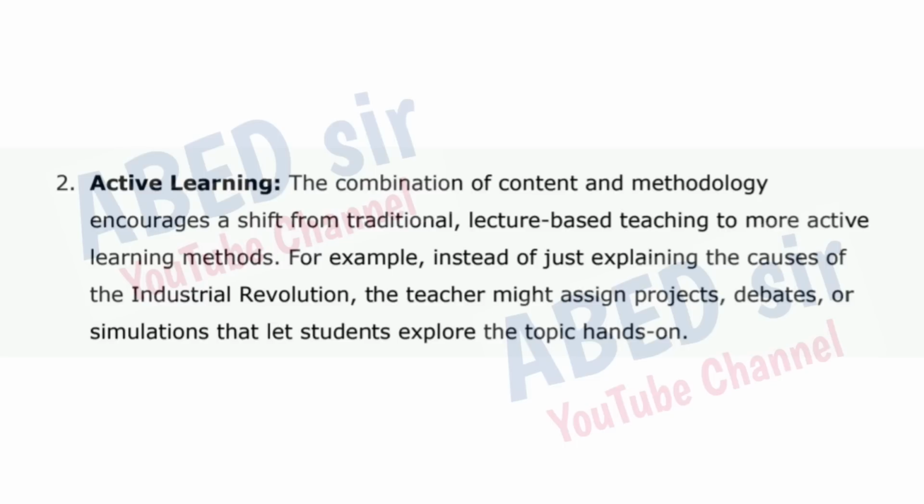2. Active learning. The combination of content and methodology encourages a shift from traditional, lecture-based teaching to more active learning methods. For example, instead of just explaining the causes of the Industrial Revolution, the teacher might assign projects, debates, or simulations that let students explore the topic hands-on.